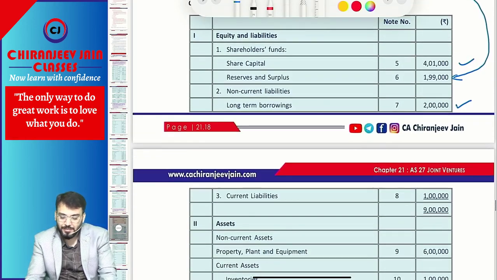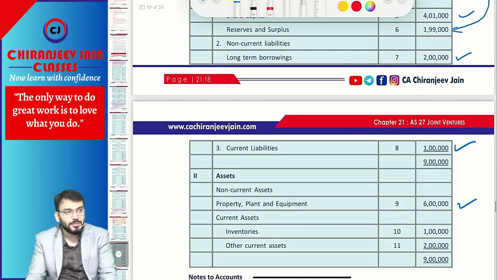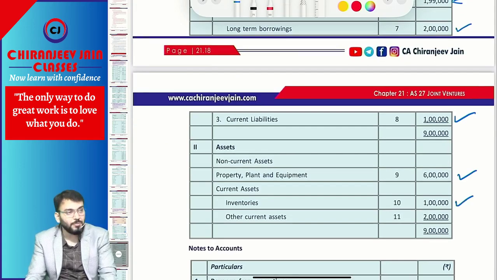2 lakh. Correct. Current liability given how much? 1 lakh. PP given how much? 6 lakh. Inventory given how much? Inventory means closing stock, 1 lakh. And other current asset 2 lakh. All given. So I don't know why they have given this question.